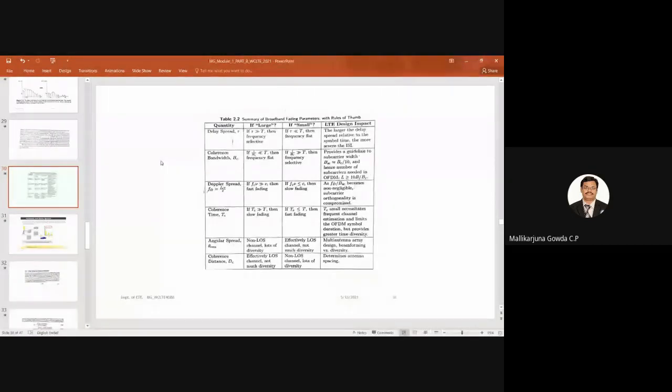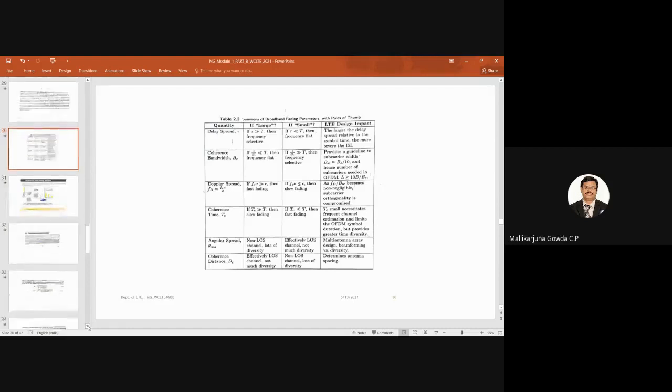Yes, my dear students, you should respond. Is that fine? If I say then and there, what is what? Then if it is larger than the symbol duration, what happens? If it is smaller than the symbol duration, what happens? How does it impact LTE design? If I say like that, is that fine?